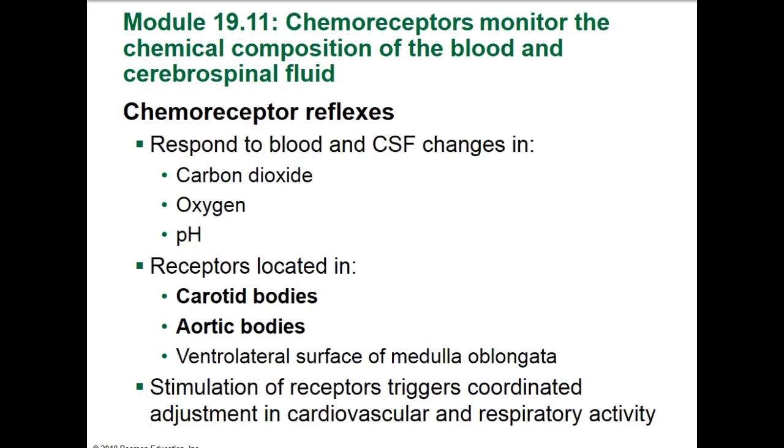Okay, the chemoreceptor reflexes. So they're going to respond to the blood and cerebrospinal fluid changes with carbon dioxide, oxygen, and pH changes. These receptors are located in the carotid bodies and the aortic bodies, and the ventrolateral surface of the medulla oblongata. And stimulation of those receptors will trigger coordinated adjustments in your cardiovascular and your respiratory activity.